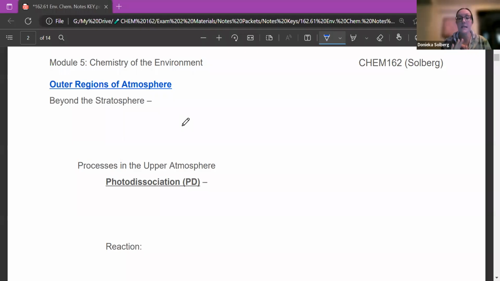Okay, so we are going to start with the outer regions of the atmosphere. So this is anything above the stratosphere. Okay, so a couple layers up. And this is where the chemistry regarding sunlight happens, when the sun is coming down to hit the Earth.